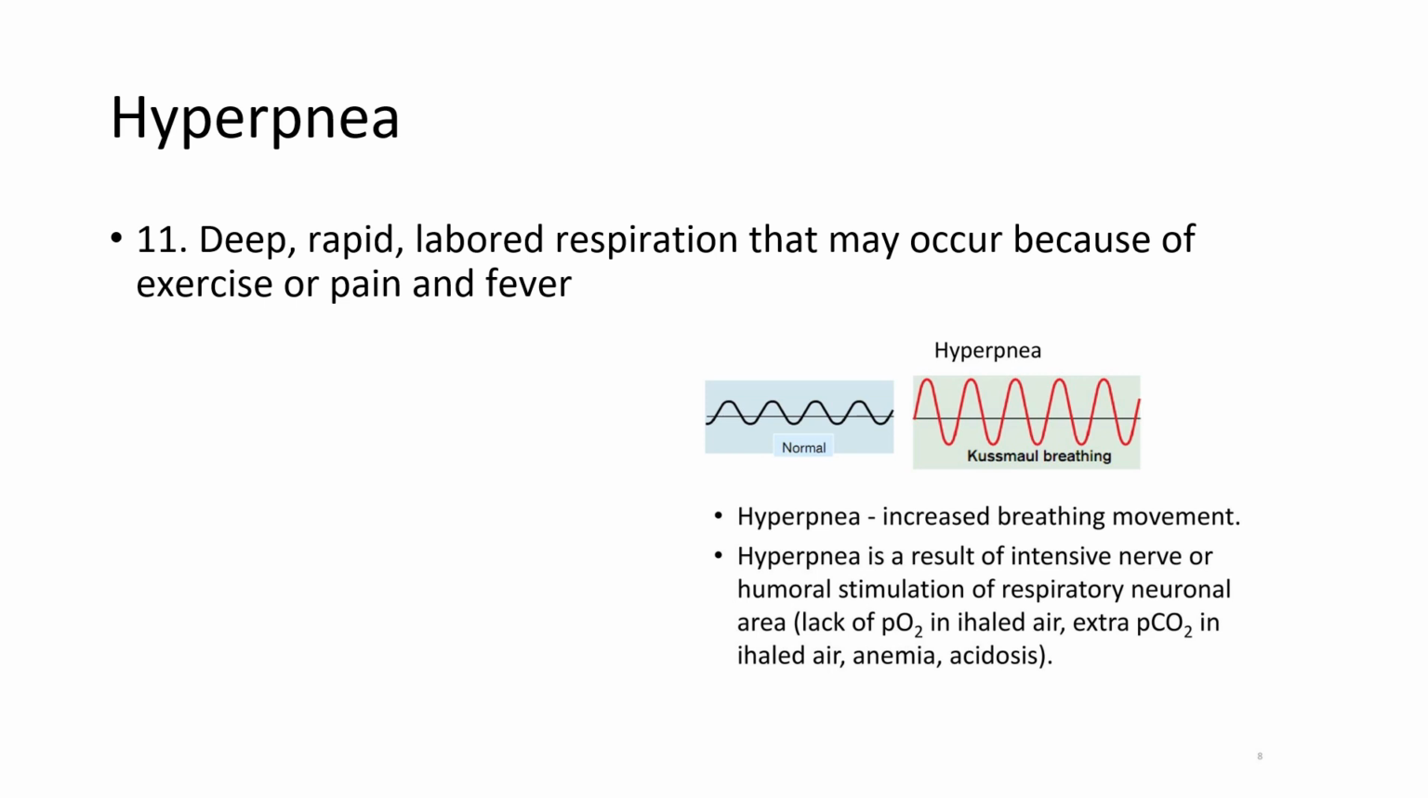So bradypnea referred to excessively slow breathing. Hyperpnea refers to excessively rapid breathing, and you can see on that graph right there. As I said before, 12 to 20 is about your average. Anything over 20 to 24 is considered to be hyperpneic, and that can be a result of a lot of things: exercise, stress, fever, hypoxia, just to name a few.